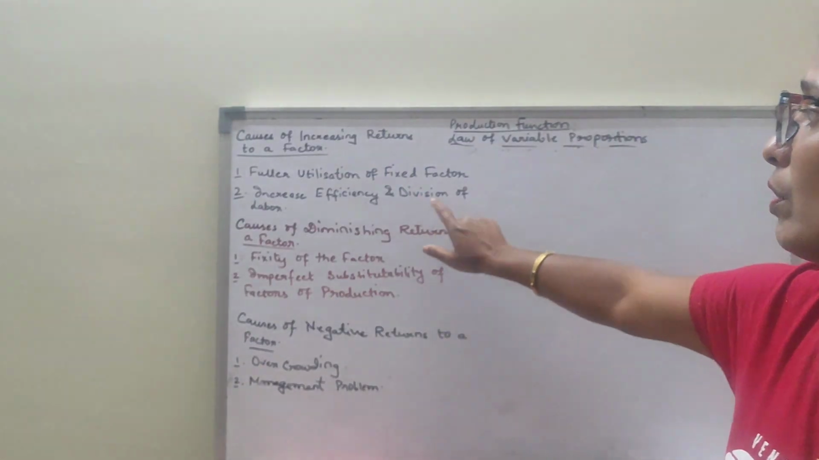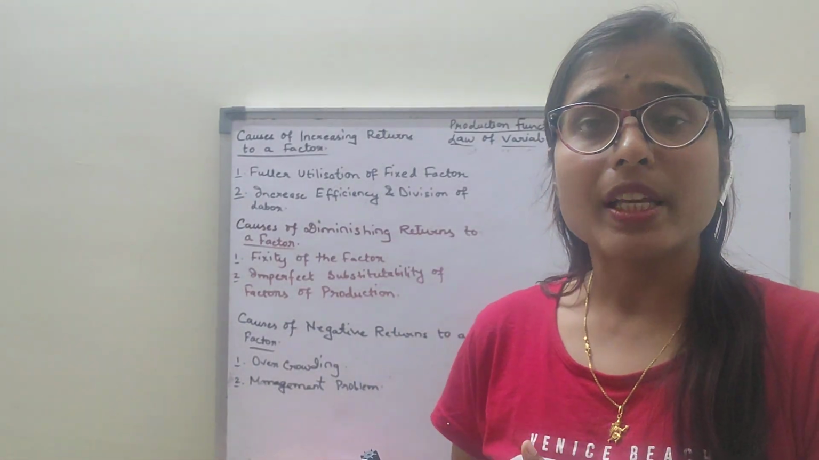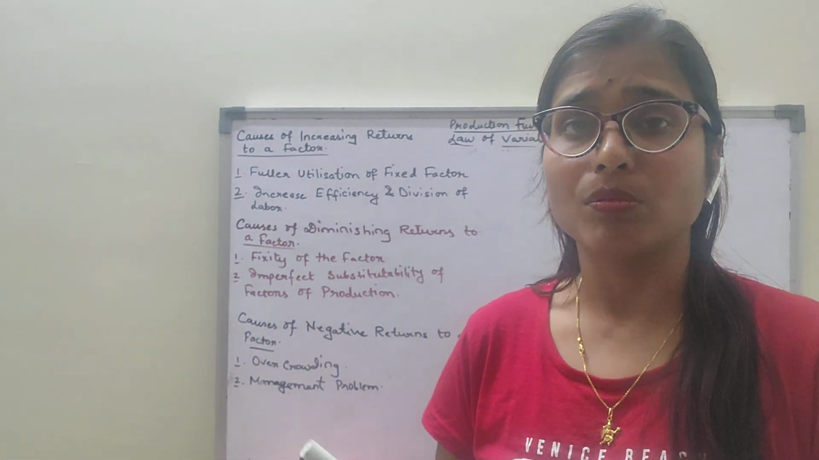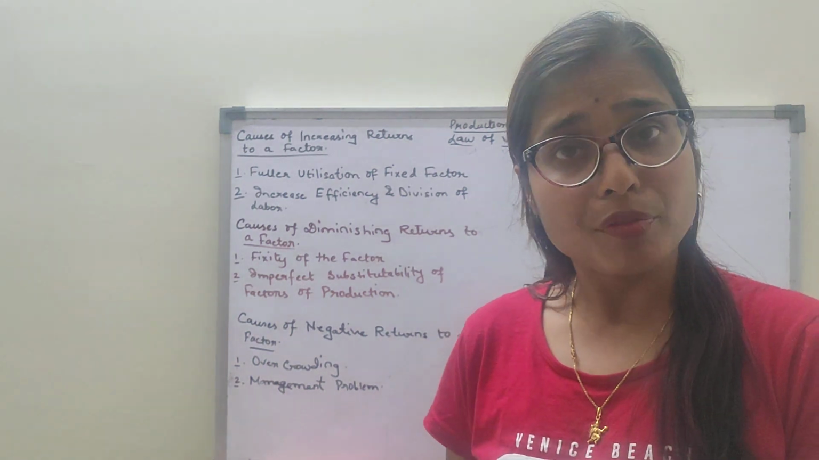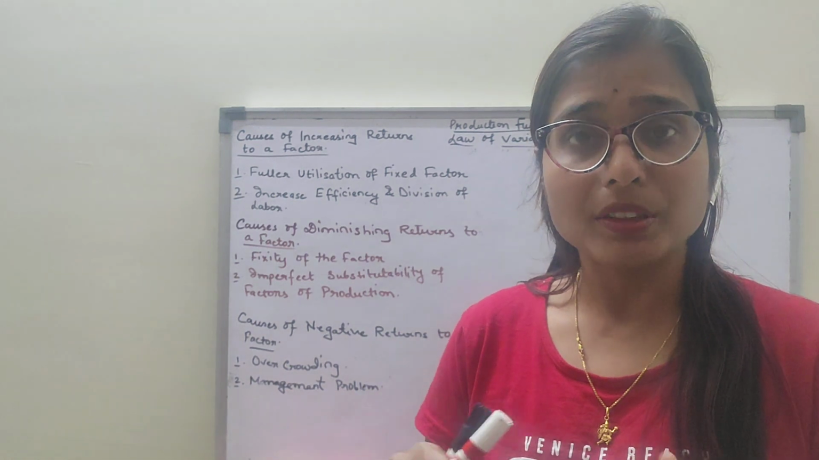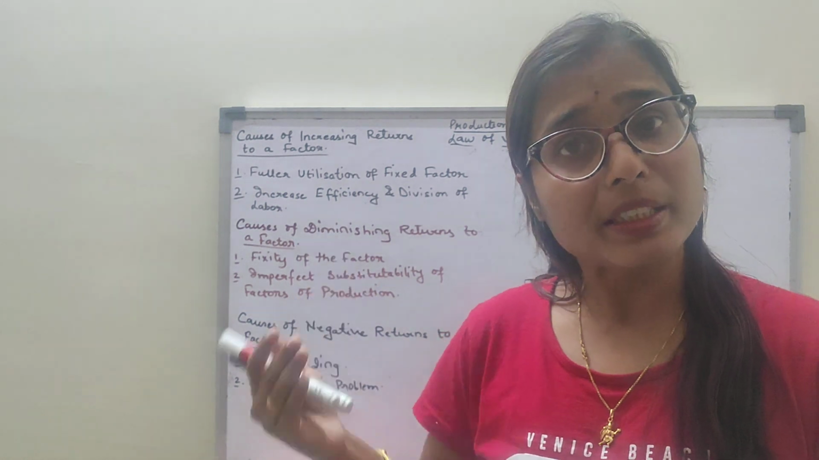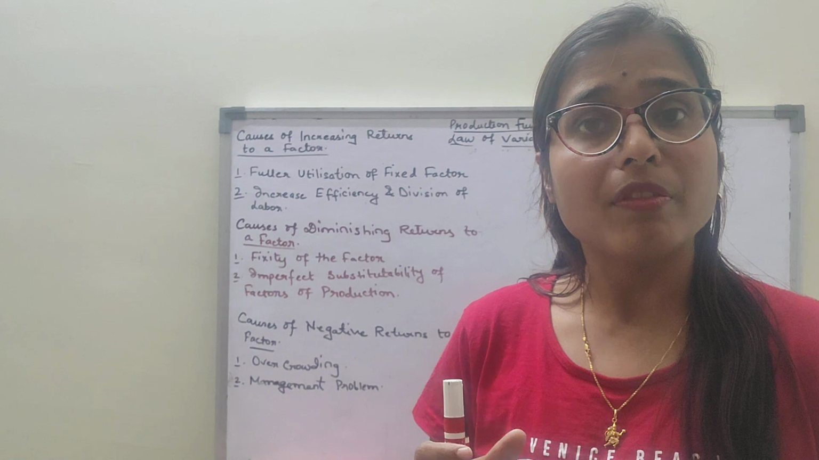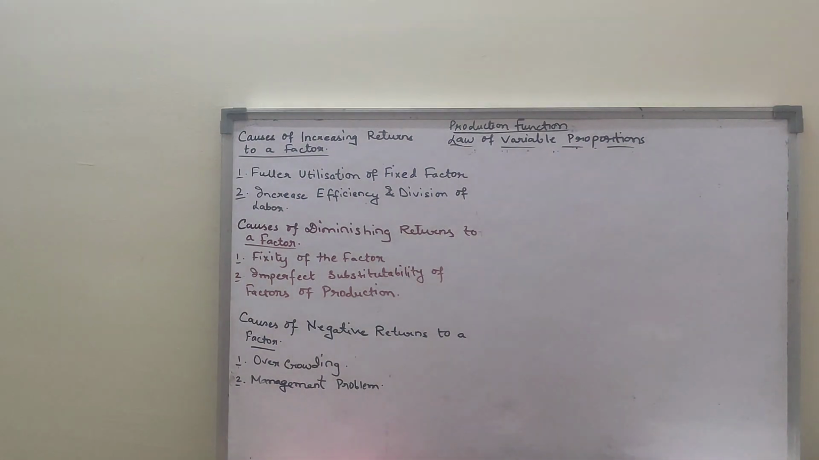Second is the increased efficiency and division of labor. Additional labor in the initial stage increases the efficiency of the variable factor itself, due to specialization and division of labor. That means if you divide the work among the laborers according to their specialization and skill, the total output will increase. Obviously, it leads to the optimum use of the variable input and the fixed factor. Clear? Now, causes of the diminishing return, children.